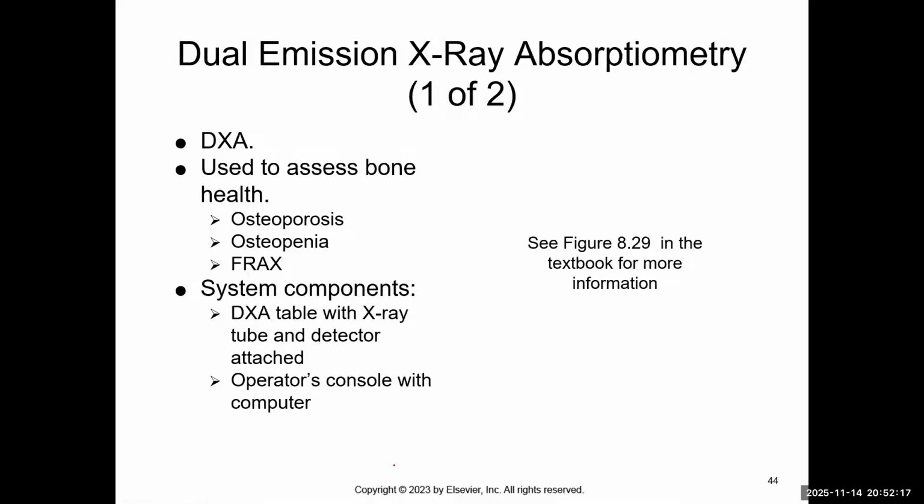All right, the next type of equipment or the next type of modality that you could go into if you were interested is DEXA, dual emission X-ray absorptiometry. Some abbreviate it DXA, some DEXA, but it's used to assess the patient's bone density. So does the patient have osteoporosis? Are they borderline osteoporosis? And also, what is their fracture risk?